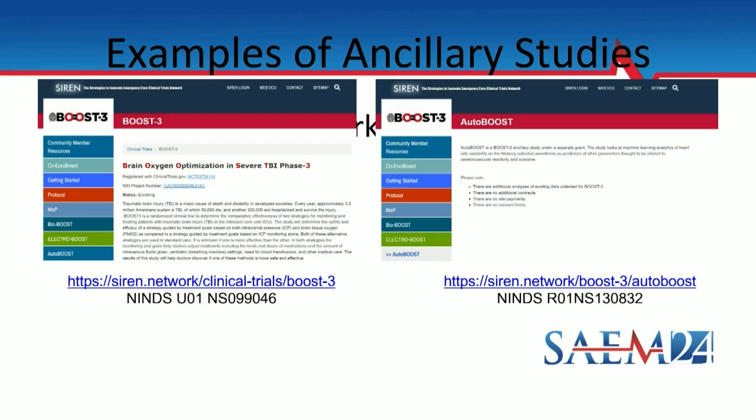And lastly is an ancillary study by Joe Miller, and notice I'm highlighting my colleague's work here. Joe is actually using existing data of the BOOST-3 study. The BOOST-3 study is another SIREN trial, and the BOOST parent study is looking at treatment based on intracranial pressures plus tissue oxygenation versus ICP alone, and how that affects outcomes, so treatment guided by these two strategies.